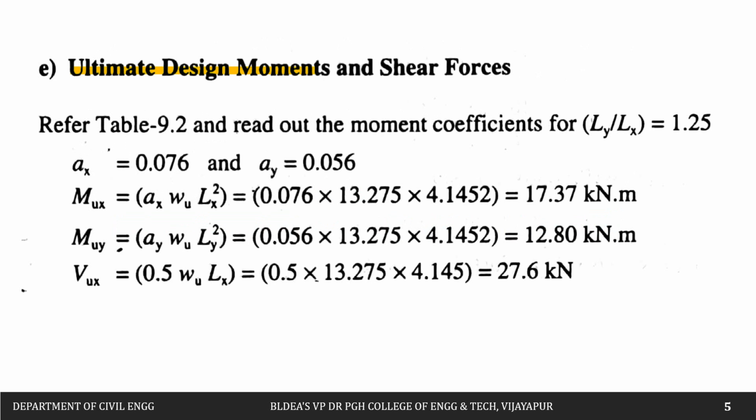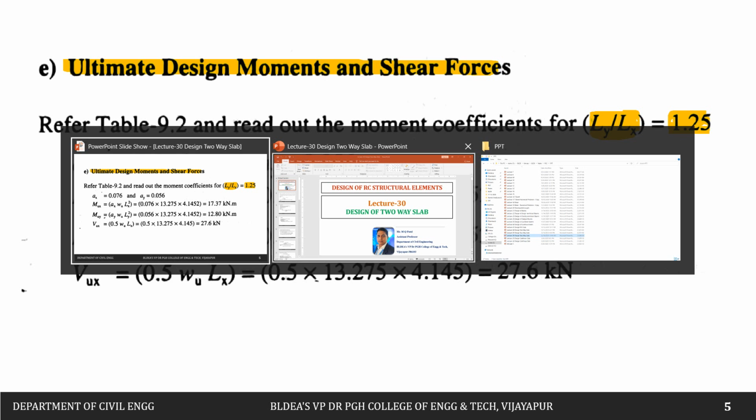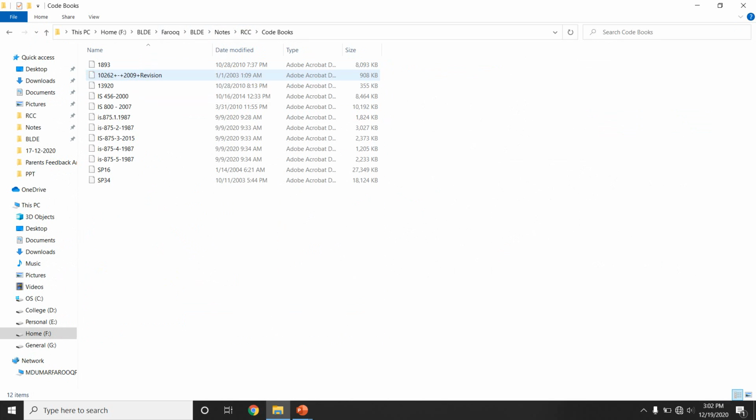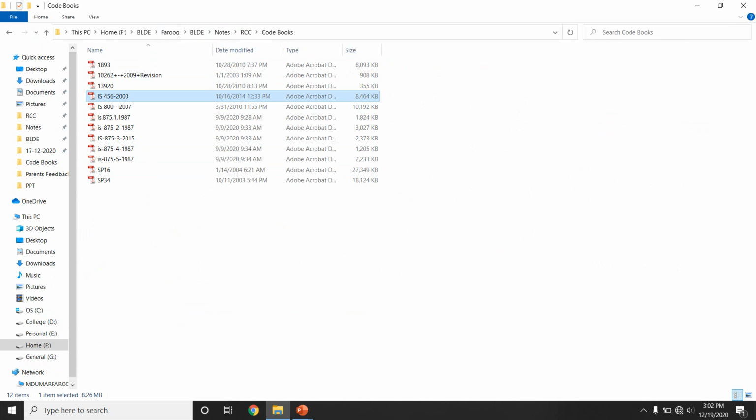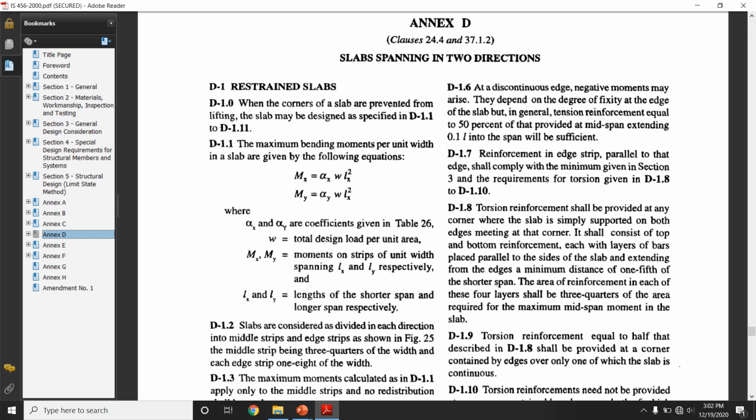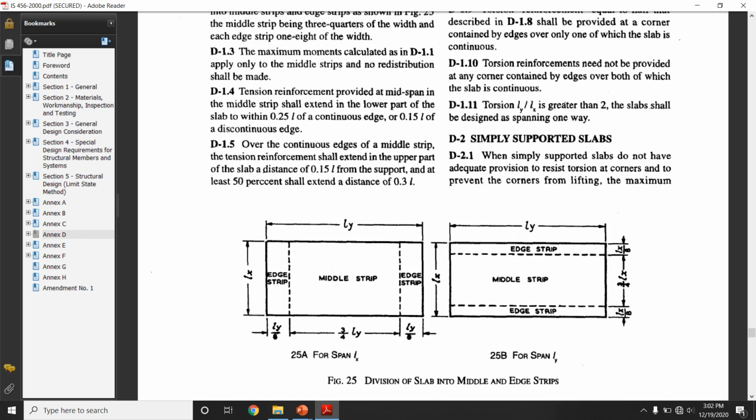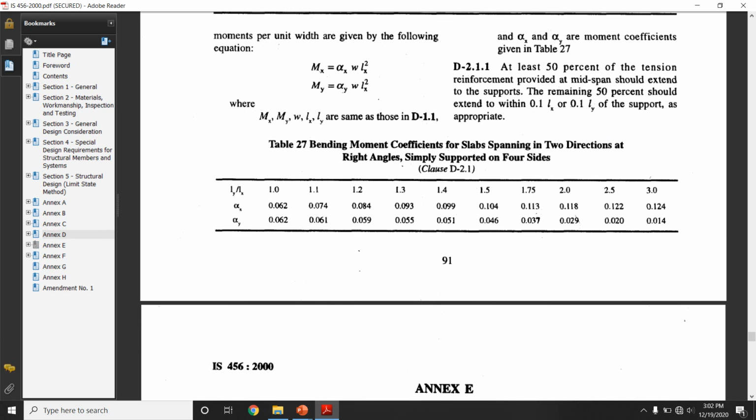Then next let us try to calculate the ultimate moment and shear. We have to refer to the IS code to calculate this moment and shear. First we have to see what the Ly by Lx ratio is. As we have already calculated, it is 1.25. So let us calculate from the table given in the IS code. Here we have IS 456. In Annexure D, they have given slabs spanning in two directions. They have given it for simply supported slab. Ours is a simply supported slab, and for that they have given the bending moment coefficients in two directions at right angles, simply supported on all four sides. So this table is applicable to us.